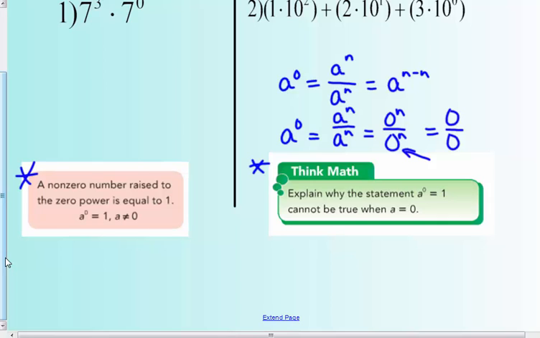So no, because of the quotient of a power rule that says keep the base and subtract the exponents, if 0 is the base, it would have to go into a denominator, and you can't do this. This is undefined. So back to our rule over here, only any non-zero base raised to the 0 power will equal 1. We cannot use 0. So that's important. Some good thoughts there.